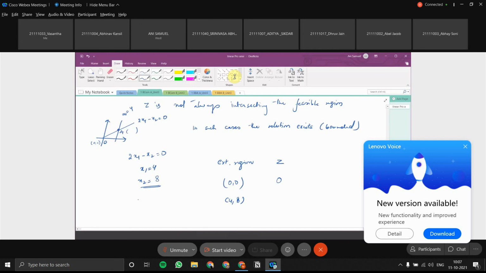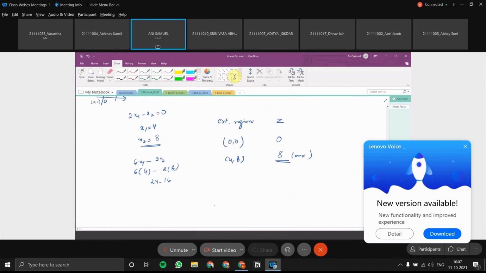Now tell me what our equation was. Our equation was 6x1 minus 2x2. So put the value 6 into 4 minus 2 into 8. So 24 minus 16. How much is it? 8. Right? So obviously from these two, the maximum value is 8. So the solution to the problem is that z is maximum when x1 is equal to 4 and x2 is equal to 8. Clear, everyone?